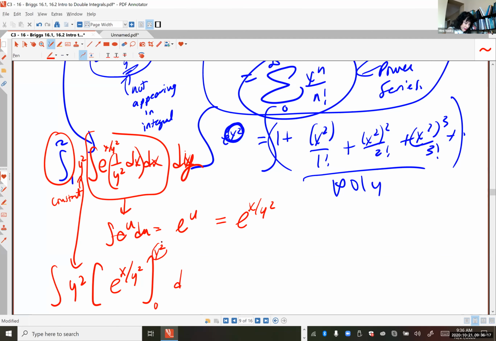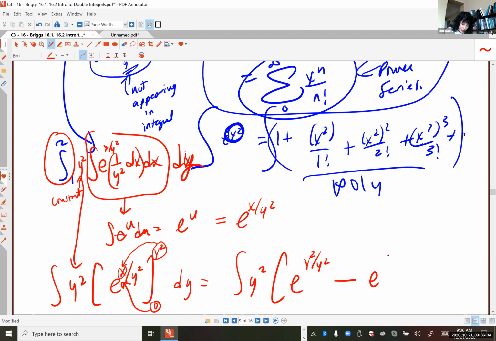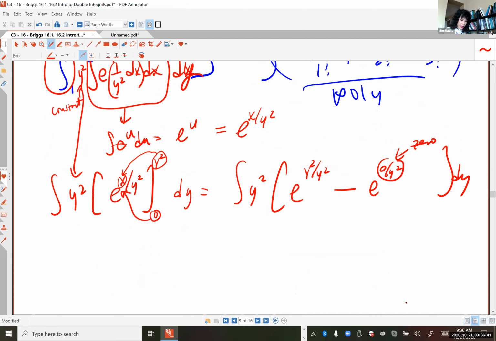So now when I substitute the upper limit, I'm going to replace the x with it. I'll do this kind of slow here. You're going to go e to the y squared over y squared minus, and then when you substitute in the 0, e to the 0 over y squared, but that's just 0, and e to the 0 is 1. This reduces to a 1, so this is just e minus 1. And that's just some weird number.